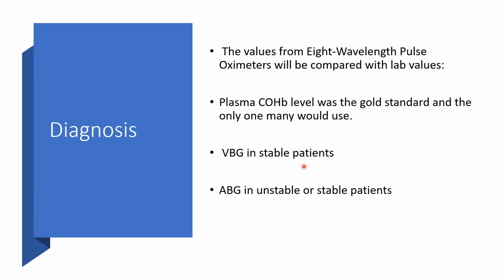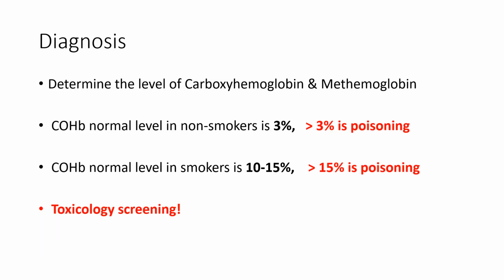In addition to that, you can have arterial blood gases. The reason why I jumped away from venous blood gases is that it is useful only in stable patients, but arterial blood gases will be helpful in both stable and unstable patients. So we have to determine the level of carboxyhemoglobin and methemoglobin.